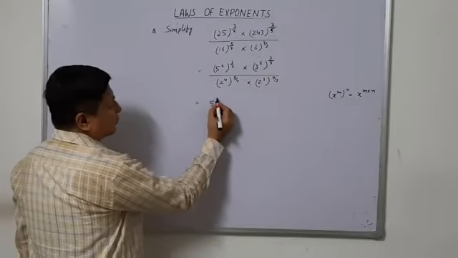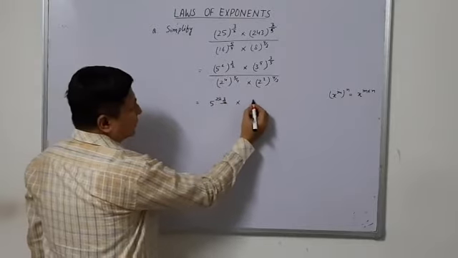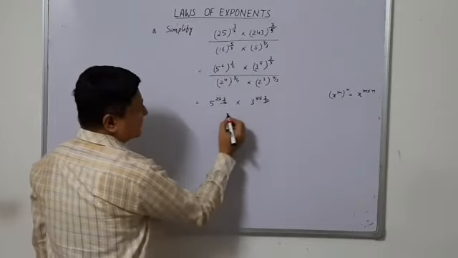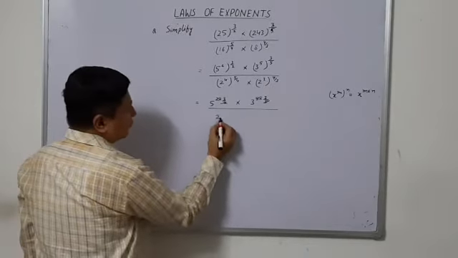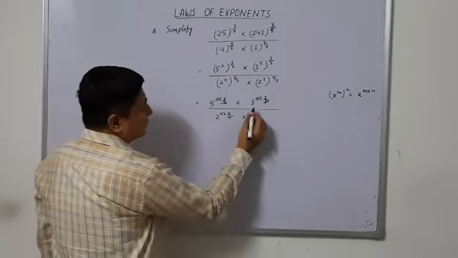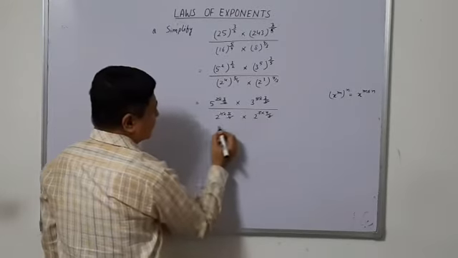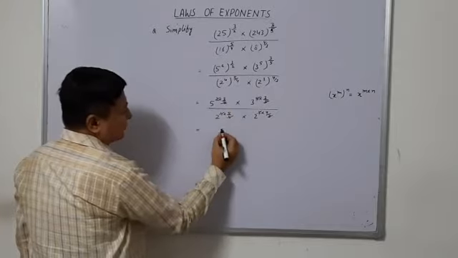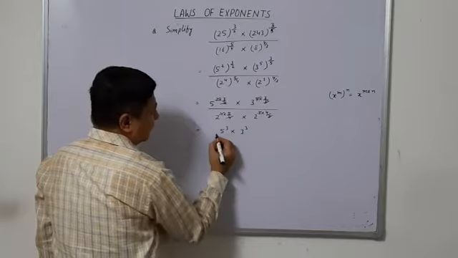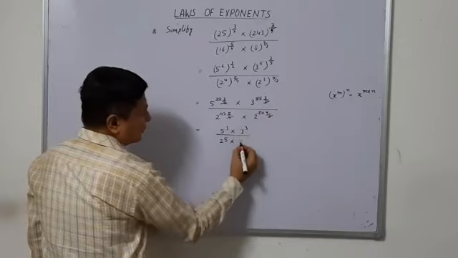So 5 raised to 2 into 3 upon 2, this will cancel. 3 raised to 5 into 3 upon 5, this will cancel. Then 2 raised to 4 into 5 upon 4, this will cancel, into 2 raised to 3 into 4 upon 3, this will cancel. So now what we are having is 5 raised to 3 into 3 raised to 3, then we have 2 raised to 5 and here 2 raised to 4.